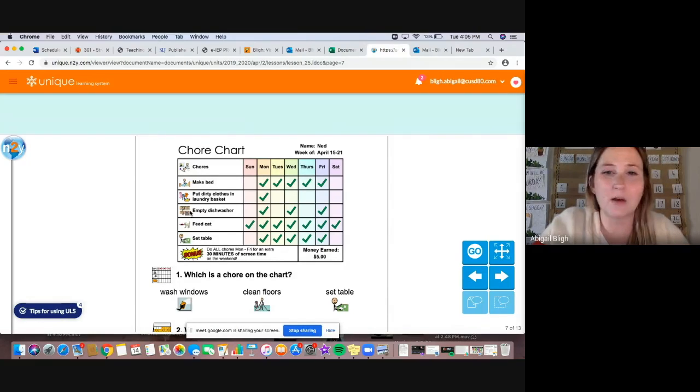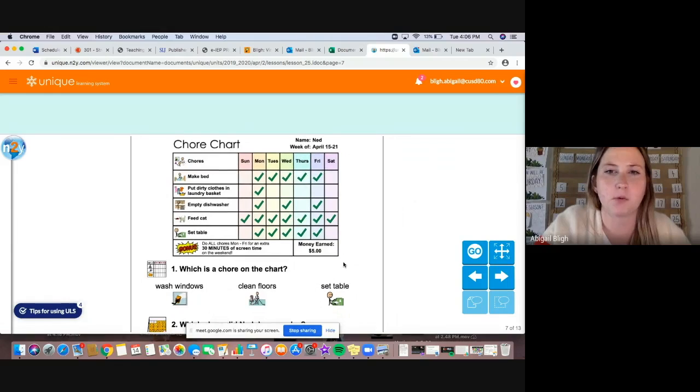Wash windows. Was that one of the ones that I said were on here before? No. So wash windows is not going to be my answer. Clean the floors. Let's look back on the chart. Was clean the floors on here? Nope. So that's not going to be my answer either. Set the table. Let's look. I see set the table on there. So that's our answer to number 1.